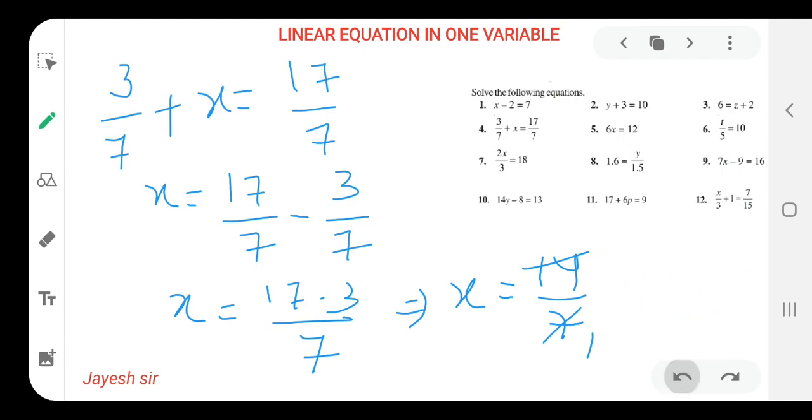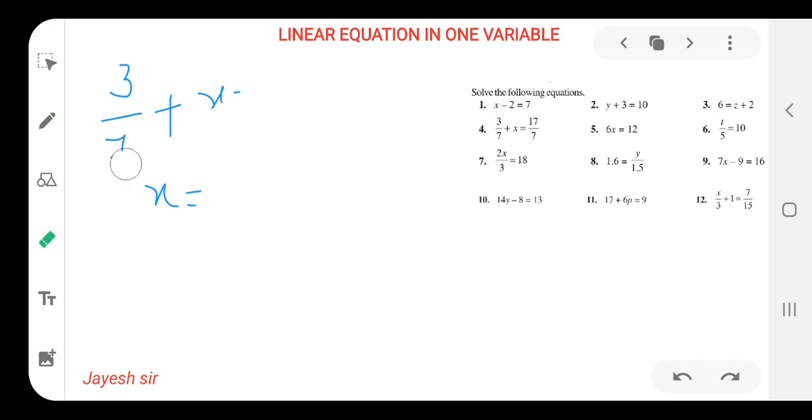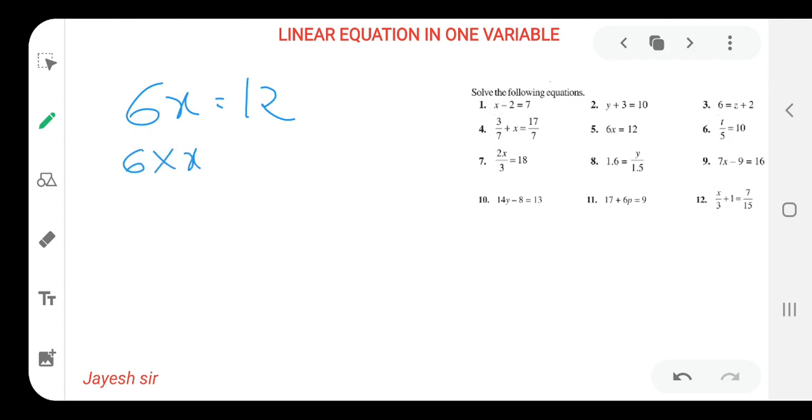So let's begin with our fifth sum. Yes, you can pause the video and try to solve it on your own. This is very easy, friends. Our fifth sum is 6x equals 12. Here 6 and x are in multiplication. When there is no sign, that means they are in multiplication, and 12 as it is. If they are in multiplication, after going to that side of the equation, they will become division.